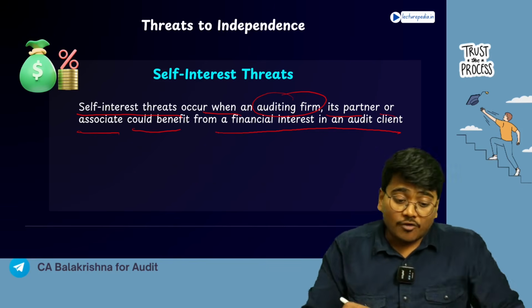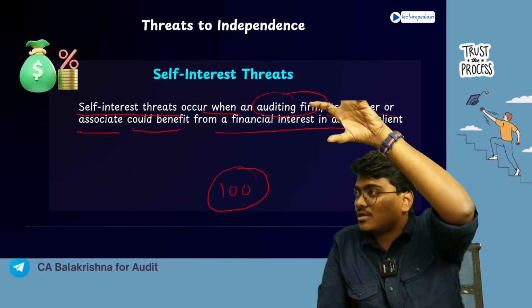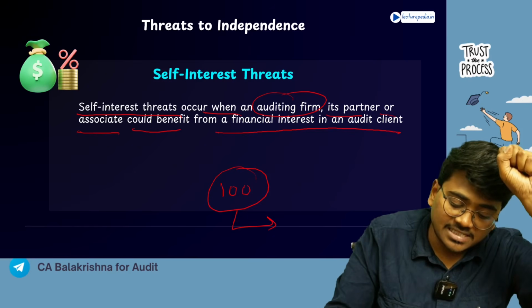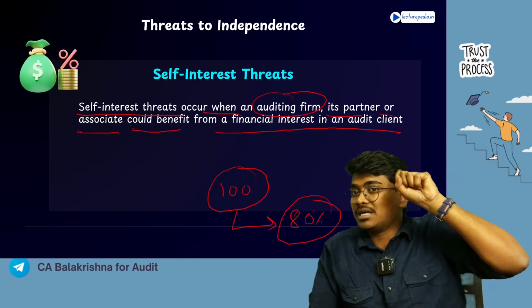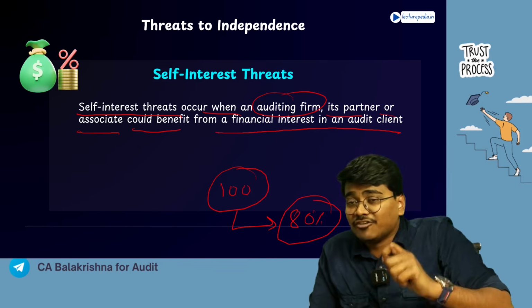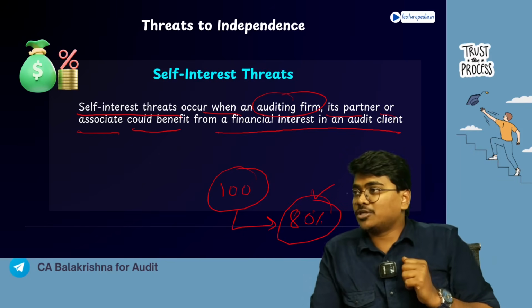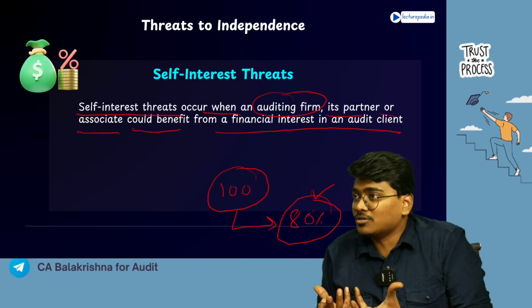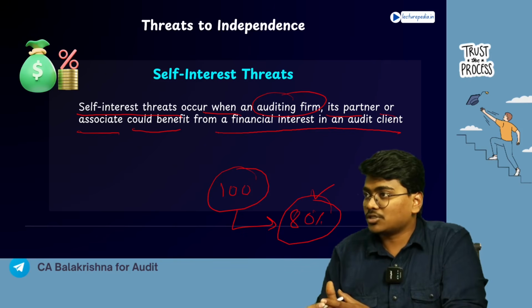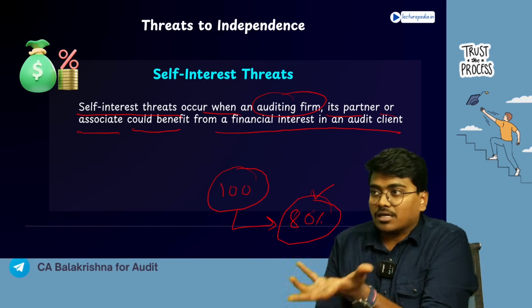Okay, now of the total fee you receive, of the 100% of the total fee that your company receives from all the clients, 80% comes from that single large client only. Now in this situation, if you lose that client, you will lose 80% of your revenue. So in this situation also you are having certain self interest in that client, right? So these are some of the examples in which self interest threat can be created.